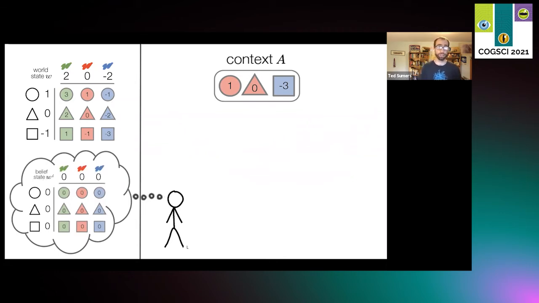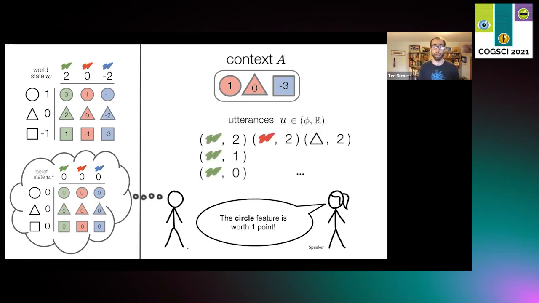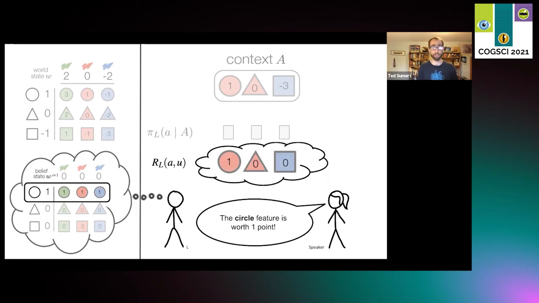Now, fortunately for the listener, they also have a speaker agent who produces utterances that supply partial information to guide the learner's decision-making. These utterances are things like, the circle feature is worth 1 point. Formally, permissible utterances are any feature value combination. So green 2, red 2, green 1, green -2, and so on and so forth. Now, when the speaker produces an utterance, this naturally causes the listener to update their belief state about the world, which in turn affects their beliefs about the available actions, and thus their action policy.